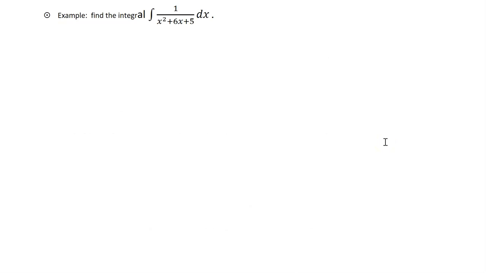So for example, this one says find the integral of 1 over x squared plus 6x plus 5 with respect to x. So the first thing that you want to do is start by factoring your denominator. If you need to review your factoring skills, I would highly recommend that you do that. x squared plus 6x plus 5 is going to be written as (x + 5)(x + 1).